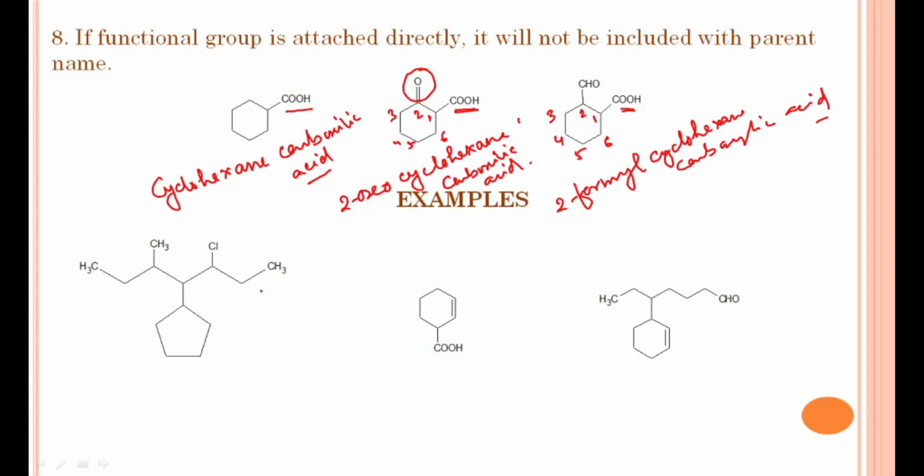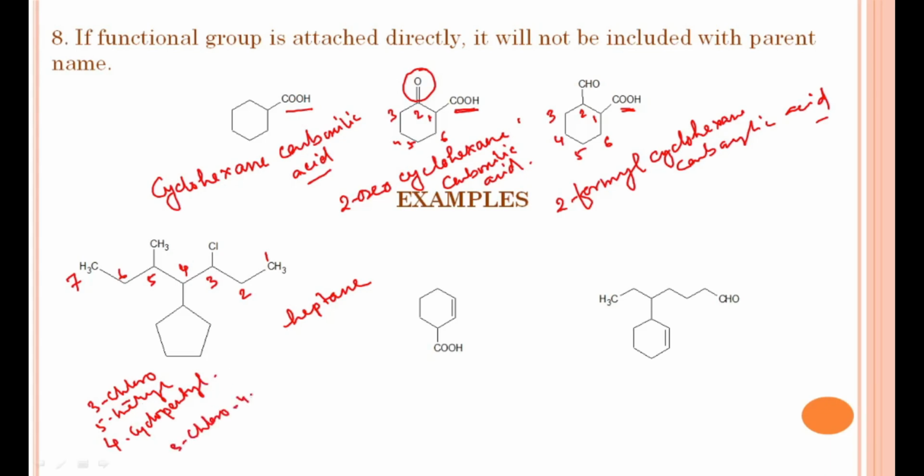Now come to this example. This is 5 carbon atoms, this is 1 2 3 4 5 6 7, so that will get preference here. You have to give preference to chlorine because alphabetically it comes first. So this is heptane. Now where the substitutions are present, so it is 3-chloro, 5-methyl and 4-cyclopentyl. So alphabetically chloro comes first, so 3-chloro, 4-cyclopentyl, then 5-methyl, heptane. So this will be the name for this.